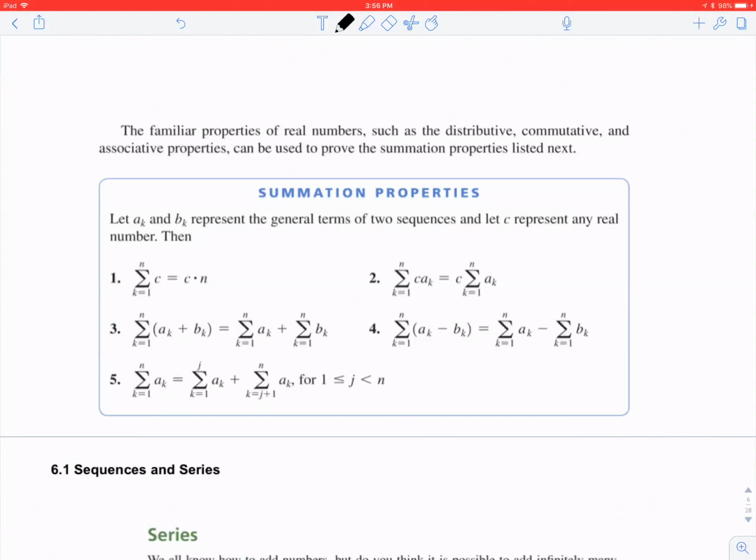So if we have the sum of a sequence as k goes from 1 to n, it's the sum of that same sequence as k goes from 1 to j, plus the sum of that same sequence as k goes from j plus 1 to n, where j is between 1 and n. We can basically break the summation up into multiple parts. We can add the first part, and then add the second part, so we're breaking it up into multiple summations.